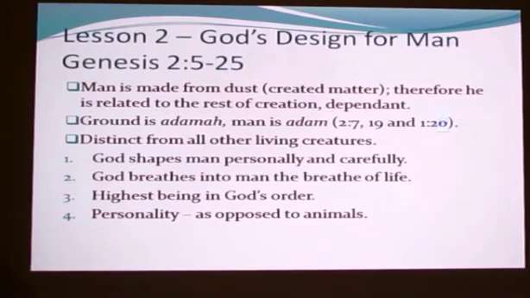God breathed into man the breath of life. He is the highest being in God's order. He also has a personality as opposed to animals.